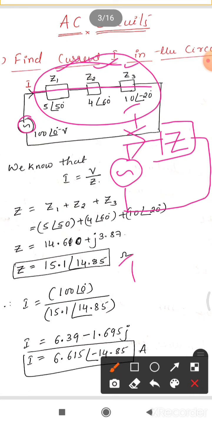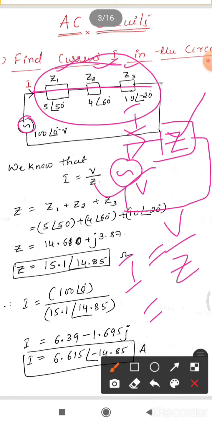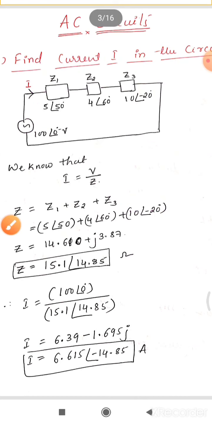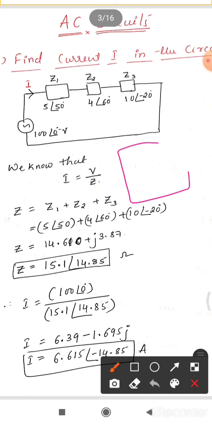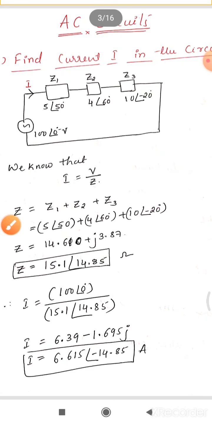Okay, to calculate I, you can apply simple Ohm's law, that is V divided by Z. Since you know V as well as Z, you simplify it and get the result. Whenever you are operating in a calci, remember your calci should be in complex mode. Okay, in complex mode, not in the compound mode which you use to operate regularly.